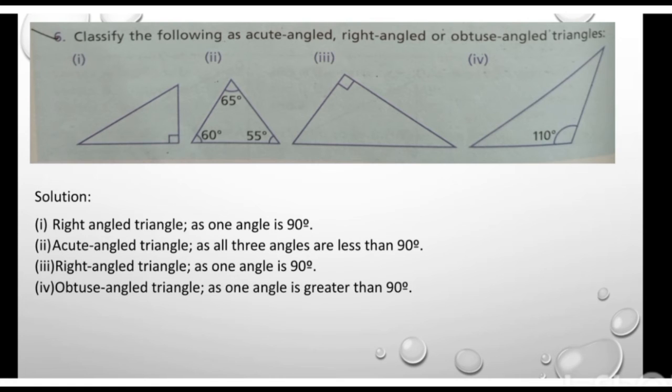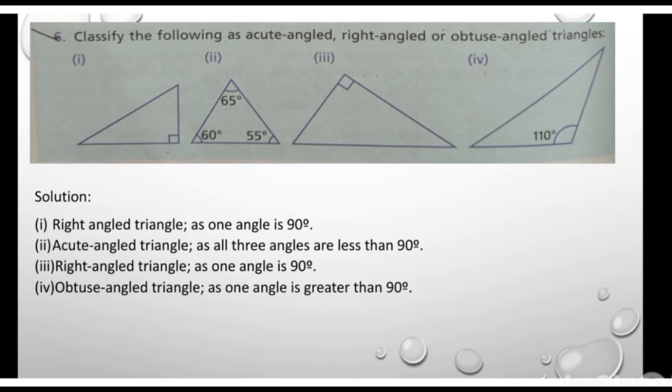Now look at the figure in part 3. In this figure you have one angle equal to 90 degree. So this triangle is a right angle triangle. Now part 4. In this triangle, one angle is greater than 90 degree. And we all know that if an angle is greater than 90 degree, then that angle is called an obtuse angle. So this triangle is called an obtuse angled triangle.